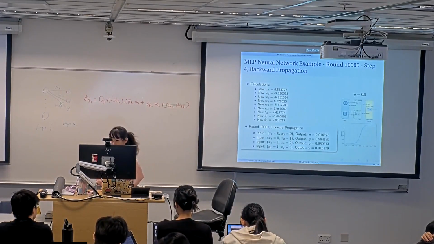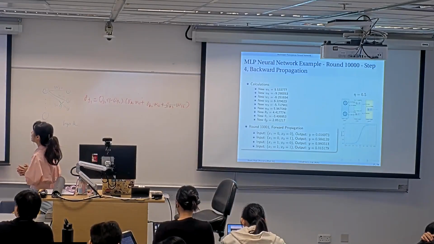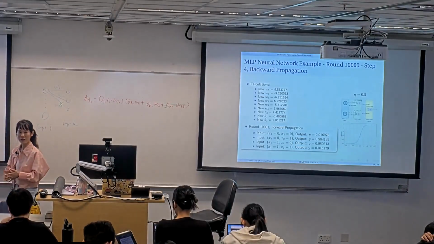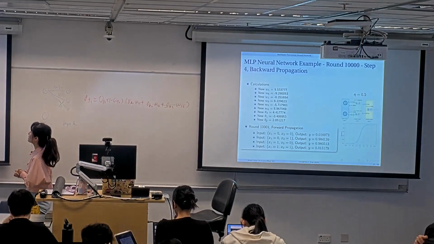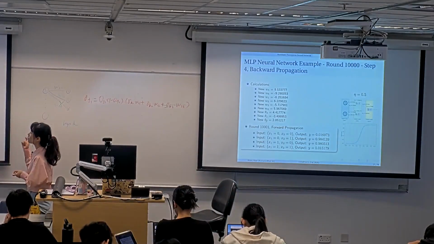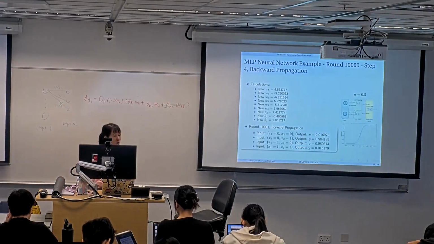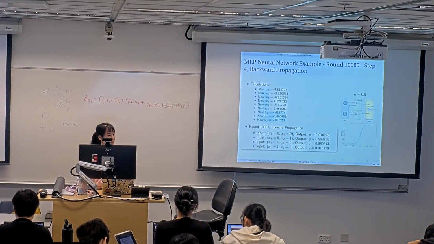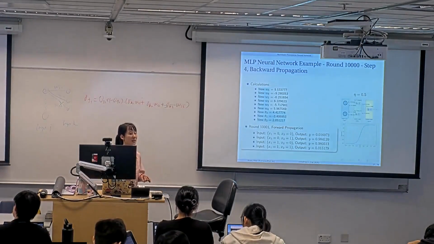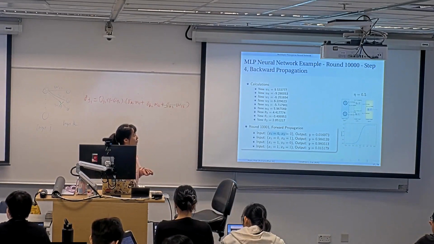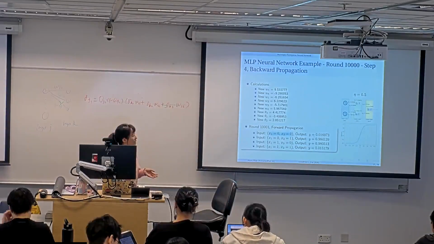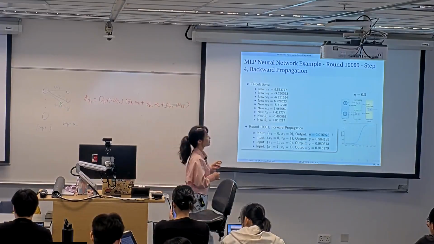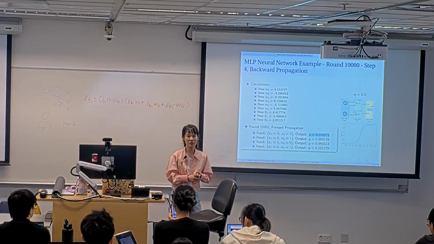So at the end, now we come to round 10,000. I'll just jump over all of the middle steps because we won't manually calculate that. And this is round 10,000, step 4. After that, we do the backward propagation and get all of the parameters like this. Then in round 10,001, we do one more step of forward propagation, and we get that, okay, for x1, x2 = 0, 0, y is 0.016973, which is already very close to our target value 0, right?